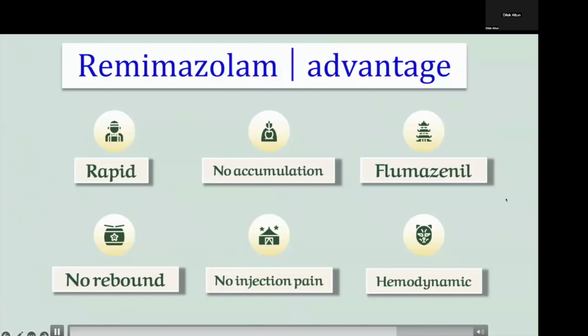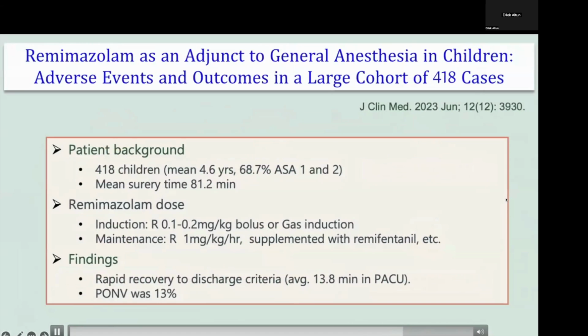Injection. Unlike propofol, remimazolam causes minimal pain upon injection, enhancing patient satisfaction, particularly in children. Cardiorespiratory stability. Like other benzodiazepines, remimazolam provides stable hemodynamics and preserves respiratory function. Remimazolam has several advantages, especially for our pediatric patients.